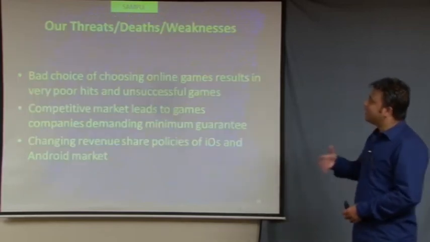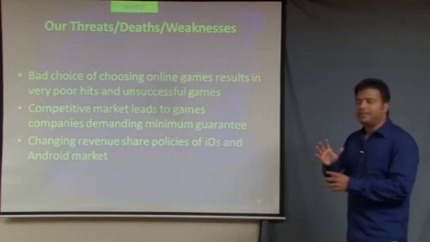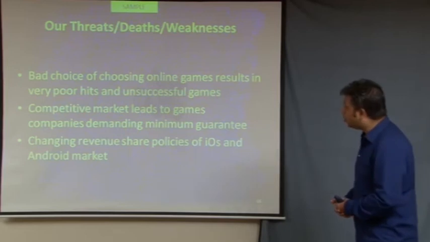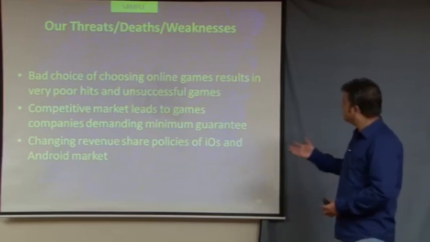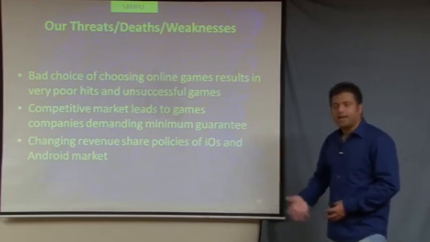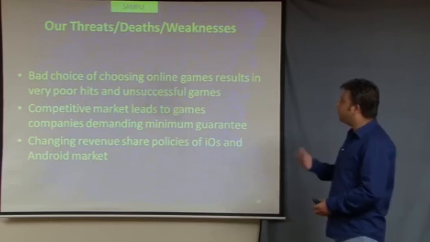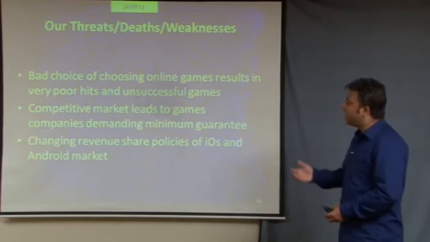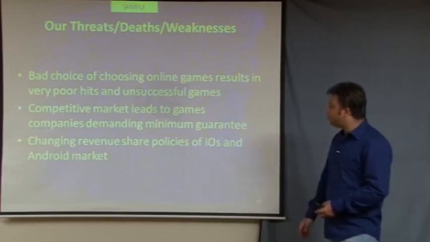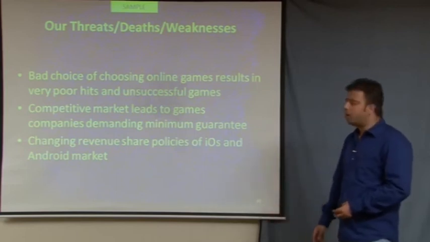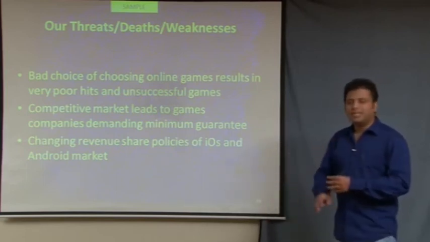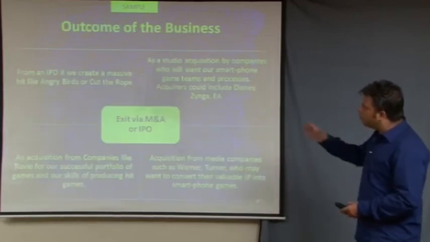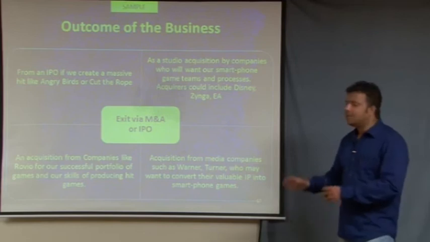Now, what are the threats that they have forecasted or that they think could happen to the business? So maybe they would have a bad choice of choosing online games that would result in poor hits and unsuccessful games. Competitive market leads to game companies demanding a minimum payment guarantee, and change in revenue share policies of iOS and Android market. Points 2 and 3 would completely change the revenue forecast and calculations. So what would be the outcome of the business that they plan?